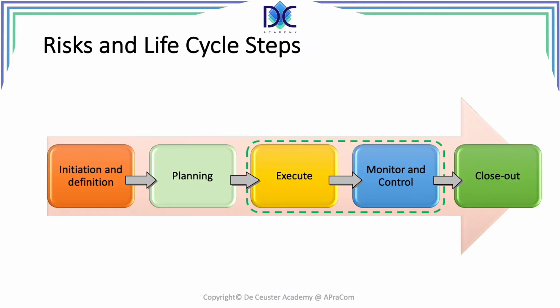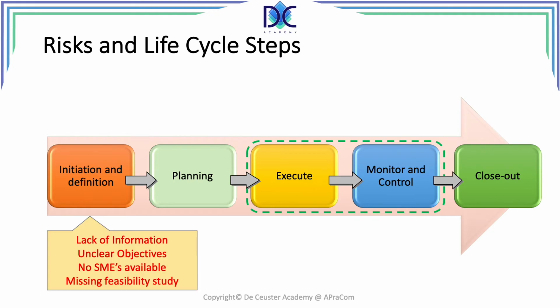It is also very important to understand how risk and life cycle steps are connected. And I put everything here in a linear approach. We look at initiation and definition. We look at planning. We look at execute, monitor, and control. I take them together. And we look at closeout. But we can, in fact, start again. Now we have to see what risk elements can we have, for example, during initiation and definition.